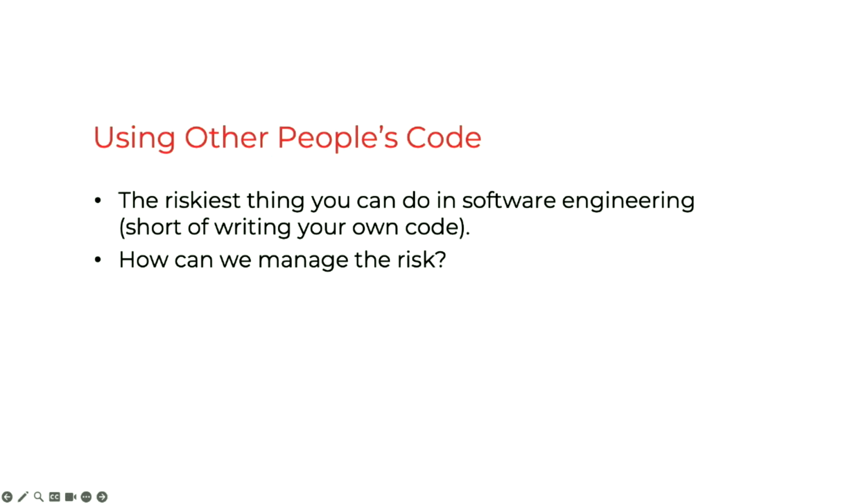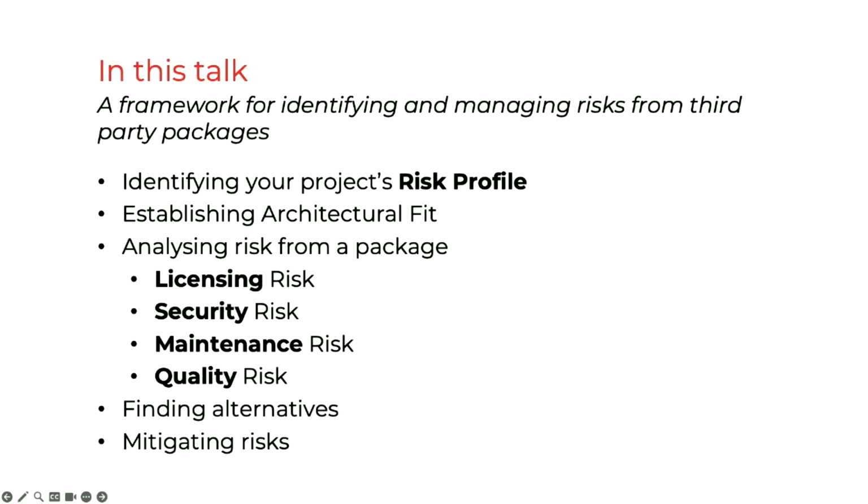So this talk is about how we can manage that risk. In this talk, I'm going to be presenting a framework. This is kind of the way I think about packages when I'm picking the ones to install. I'm just going to start with talking a little bit about identifying your project's risk profile, which is basically determining your appetite for risk in packages. I'm going to talk very briefly about architectural fit, so how to pick the right packages for your project from a purely technical, do they do what they should be doing perspective.